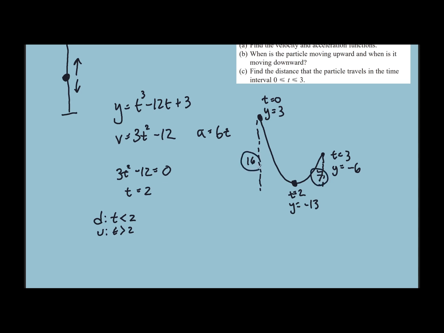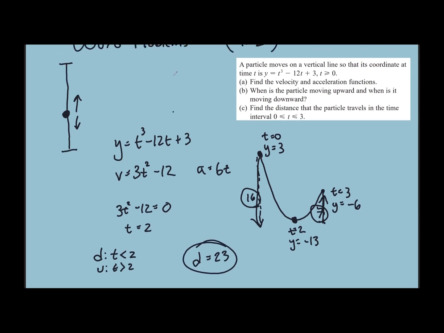So here it traveled 16 down and 7 up. That would add up to a distance of, I'll just write d equals 23. That would be the answer to that question. But you notice that if you did not find the critical point here, you would just simply take this coordinate and this coordinate and find this height difference of 10. And that's how your teacher is going to know you're full of BS. Because the distance it traveled is a lot more than 10.